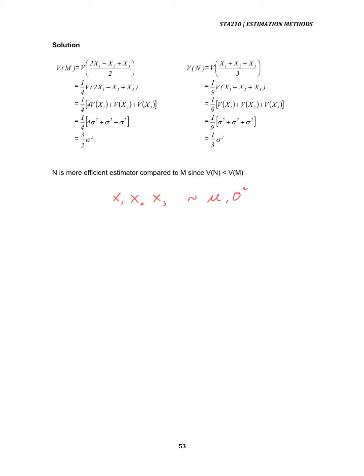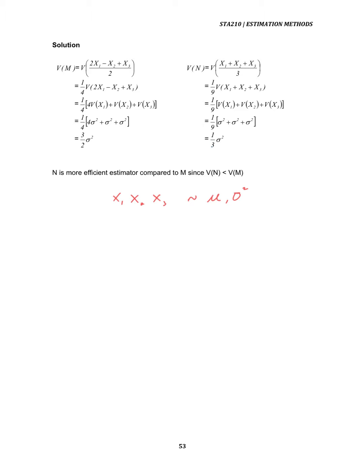Okay, so again, tadi dia dah kata x1, x2, x3 has the population dia adalah mu, variance dia adalah sigma square. So we just substitute Vx1 with sigma square, Vx2 with sigma square also, Vx3 with sigma square also. And then finally we will get 3/9 sigma square ataupun 1/3 sigma square.